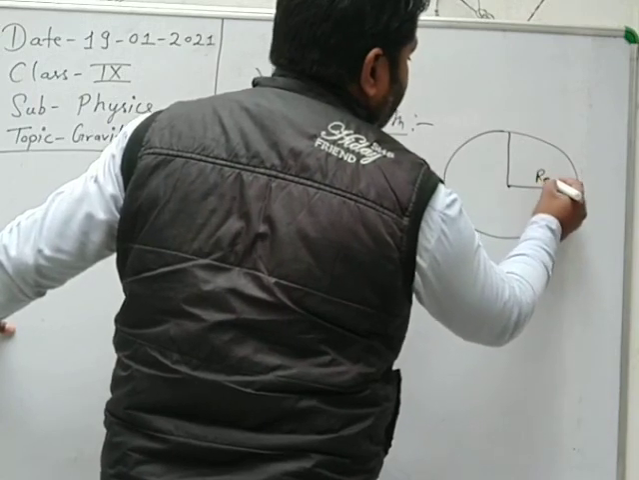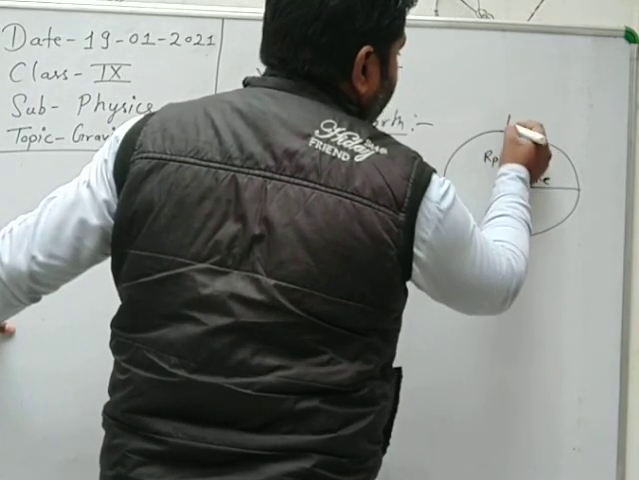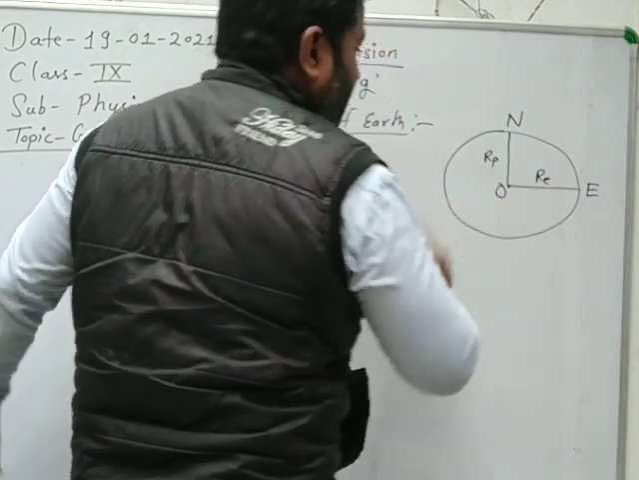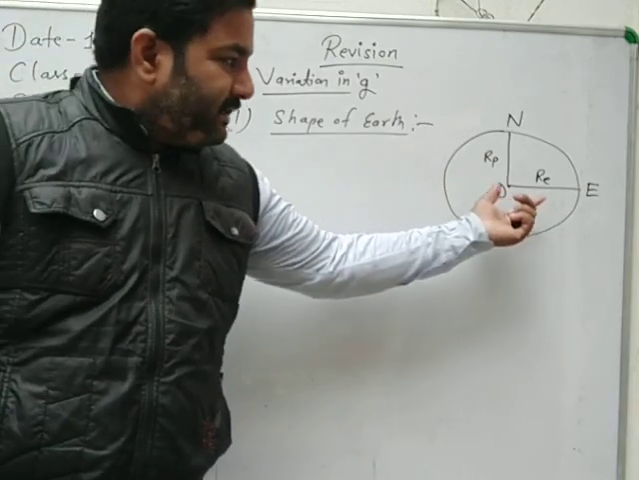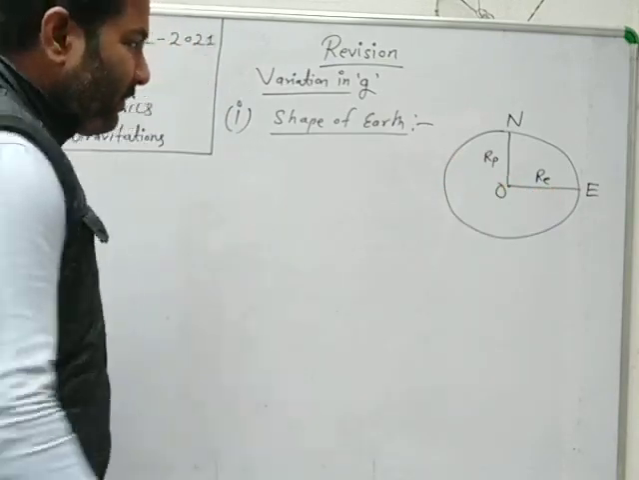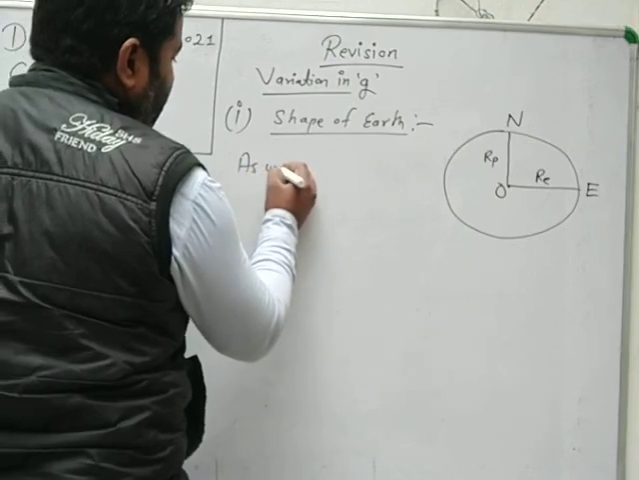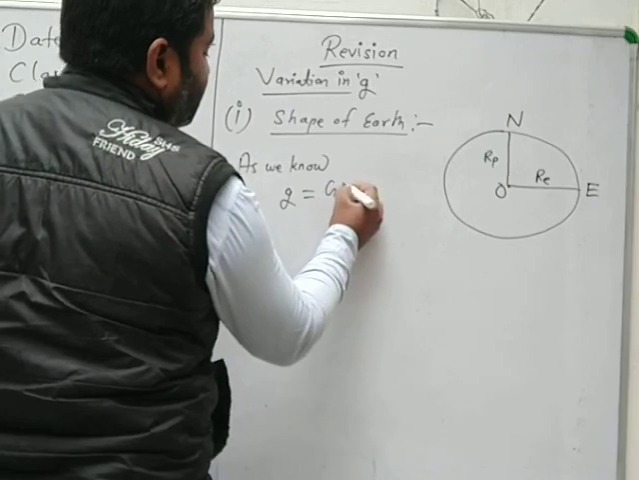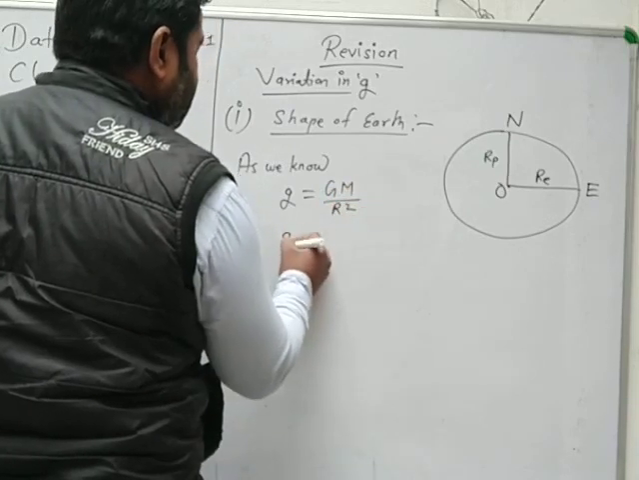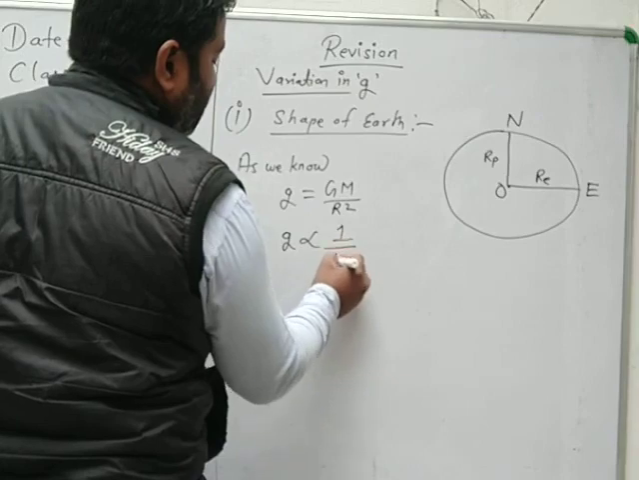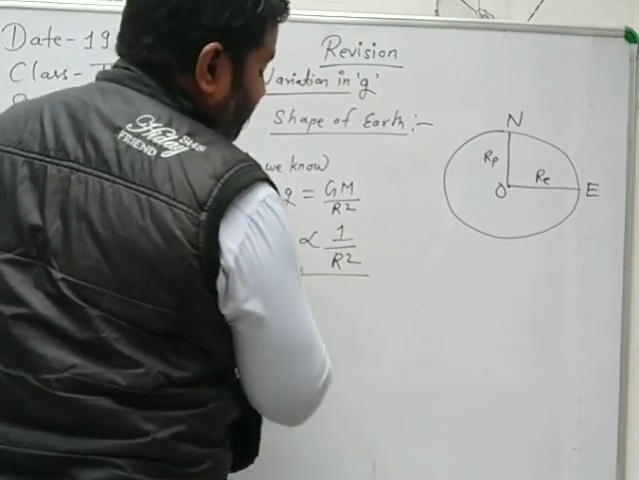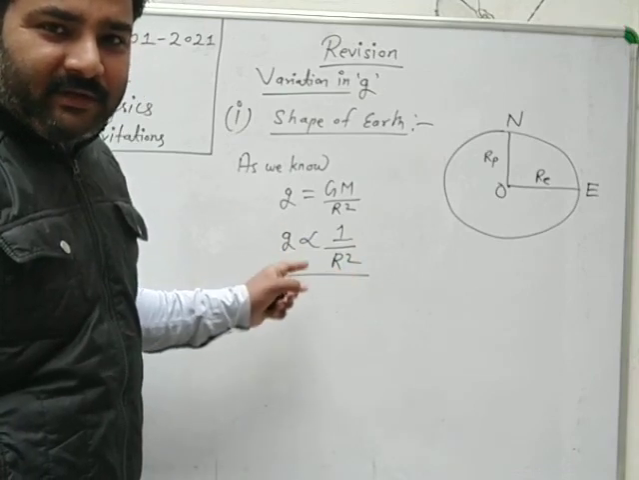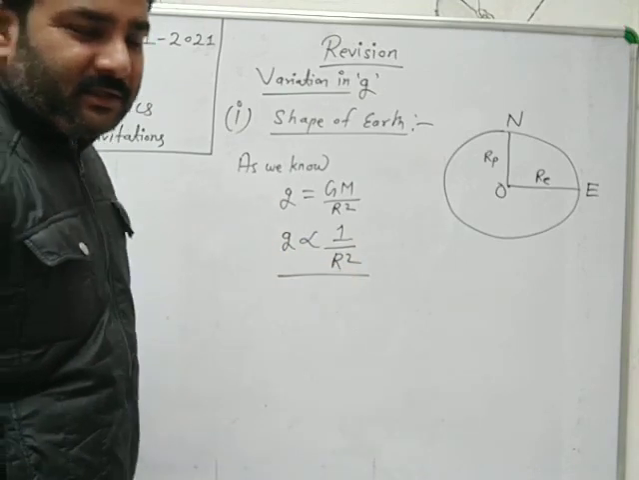Here this is the equatorial radius and this is the polar radius, and the equatorial radius is greater than the polar radius. As we know, small g is equal to capital G, capital M upon r square. So small g is inversely proportional to r square. It means when radius increases, then gravity value decreases, and when radius decreases, then gravity increases. Clear?